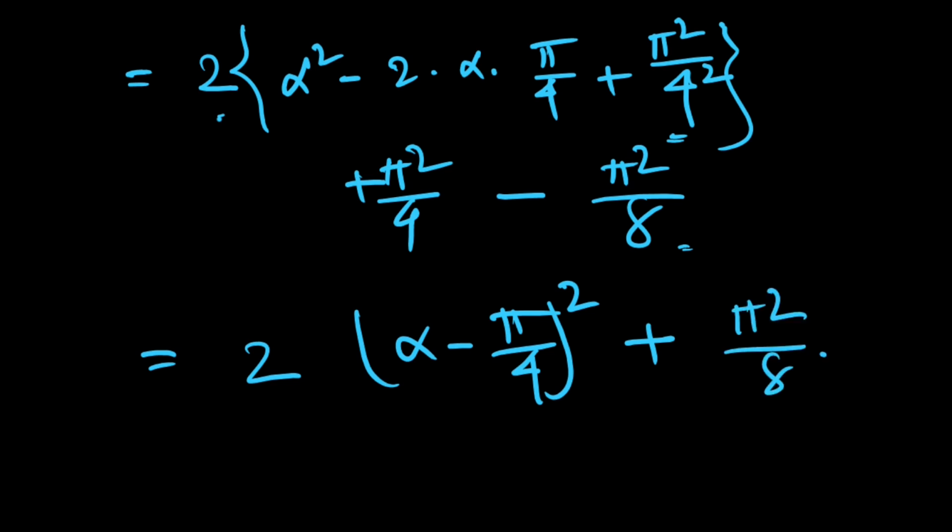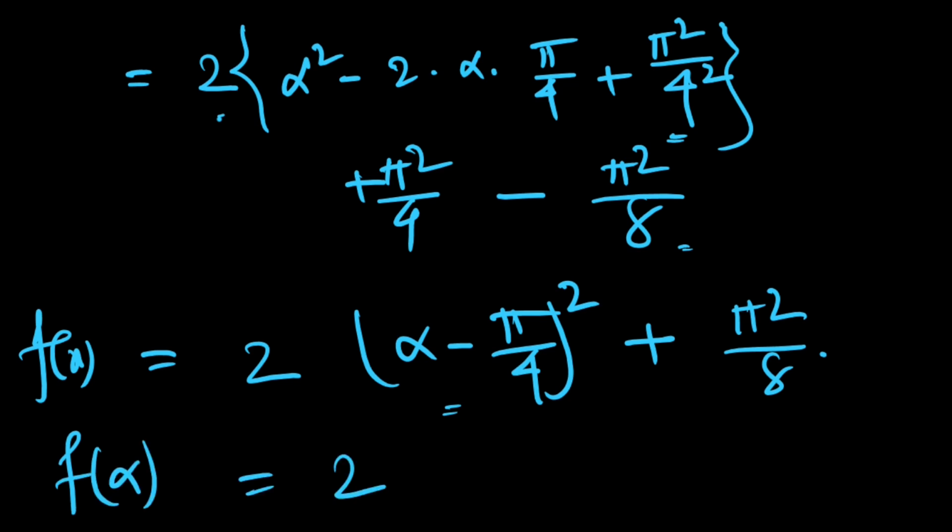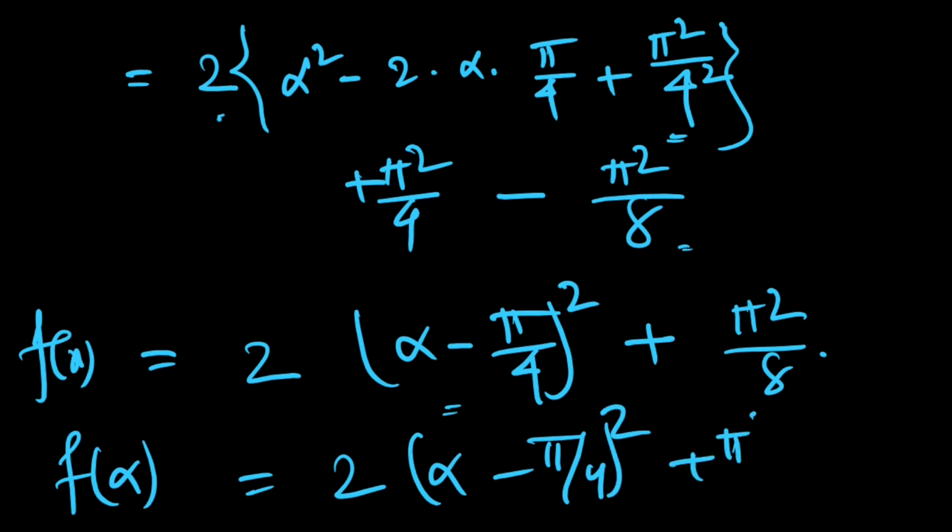Therefore we got our f of x value is equal to this. If we write f of x in terms of alpha, so we write it as f of alpha: 2 times (alpha minus pi by 4) whole square plus pi square by 8.